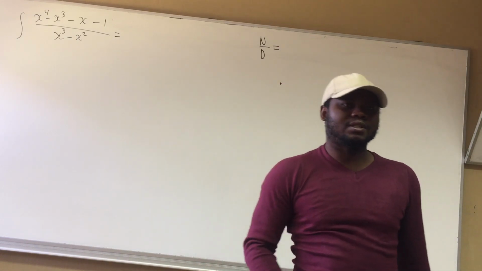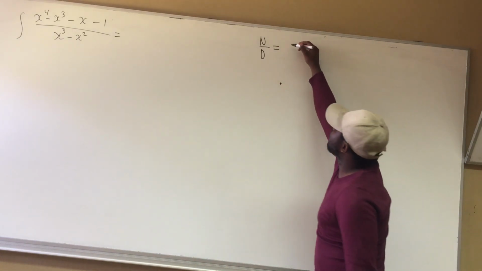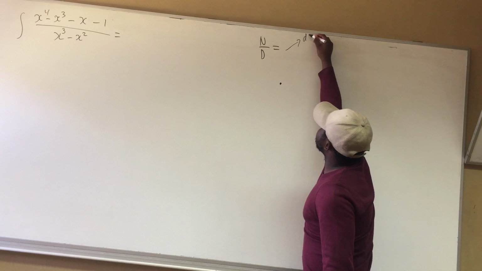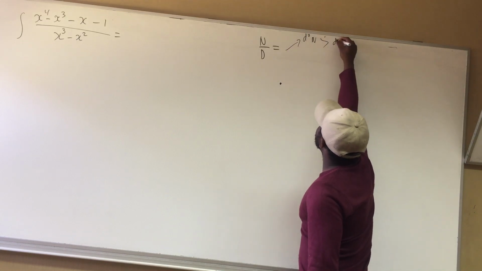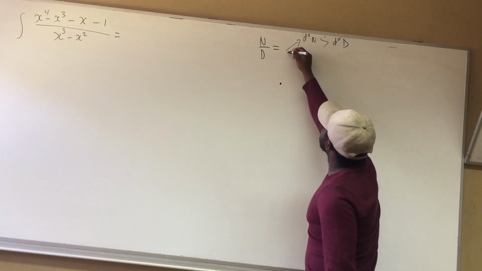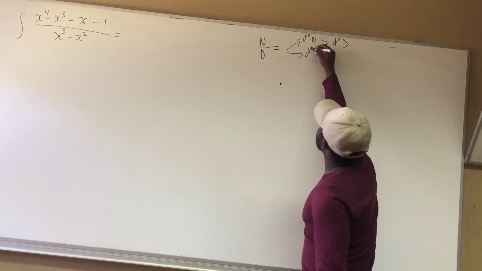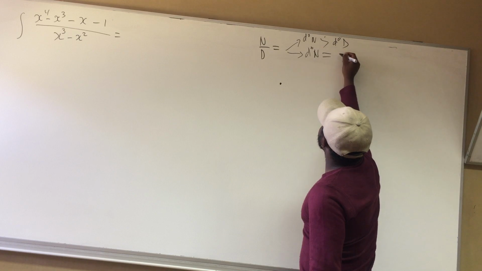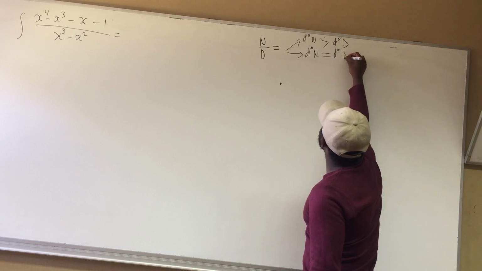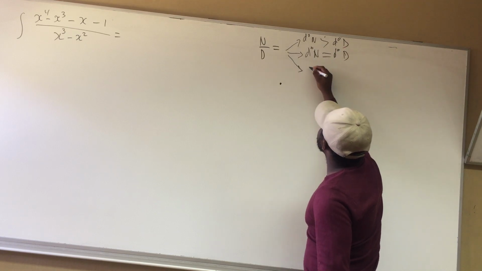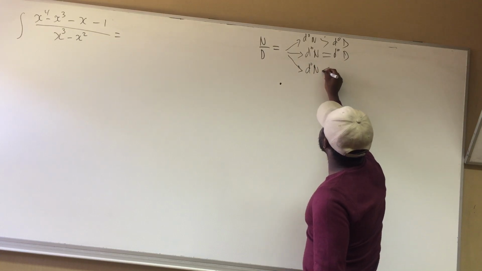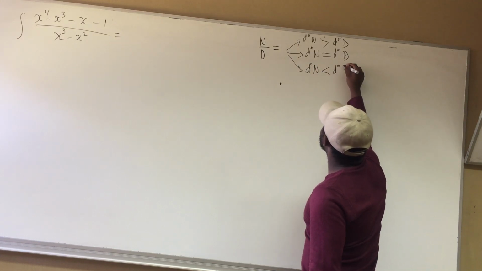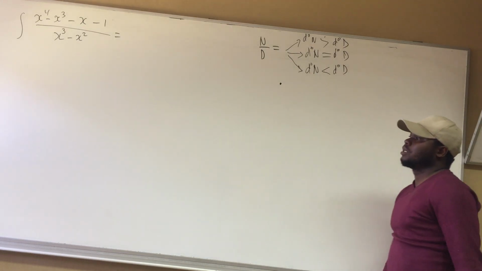There are three possibilities, okay? It's either the degree of the numerator is greater than the degree of the denominator, okay? The second one is when they are equal, and the third one is when the degree of the numerator is less than the degree of the denominator.